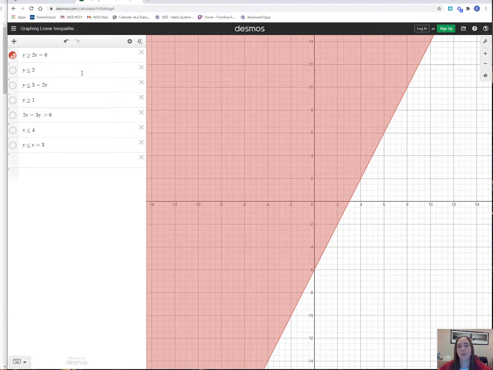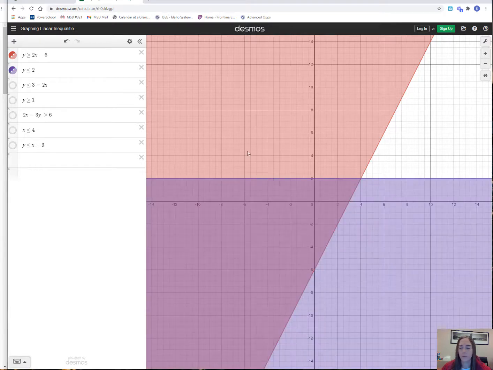Now for a system, that means you're graphing more than one inequality. So I'm going to go ahead and highlight this next one. y is less than or equal to 2. Okay, because there's no x in this equation, it's just a y, so it's a horizontal line through 2. Now your solution for these two inequalities together is the area where both of them are shaded.